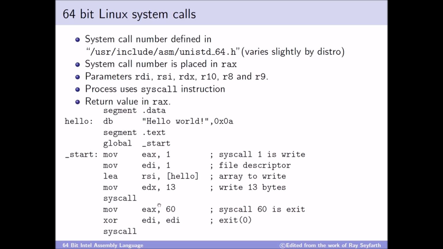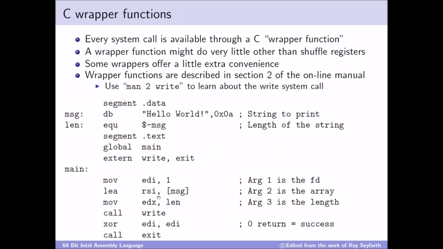Now, moving on, in many situations in a higher level language like C, one often doesn't actually explicitly make a system call. Instead, you work through a wrapper function. Now, every system call is actually available through a C wrapper function. The wrapper function might do very little other than simply shuffle some registers about. It also sometimes helps the mapping between 64-bit and 32-bit and things like that, in the sense that you don't need to know exactly which way in which you're calling the underlying system call.